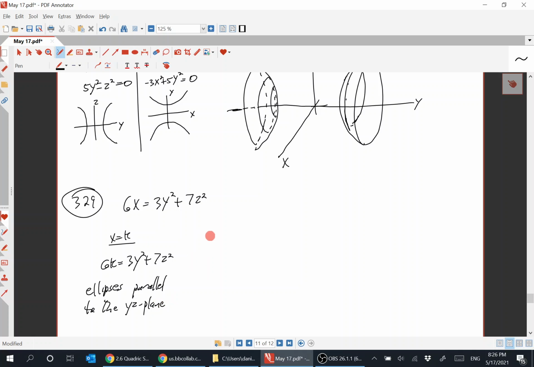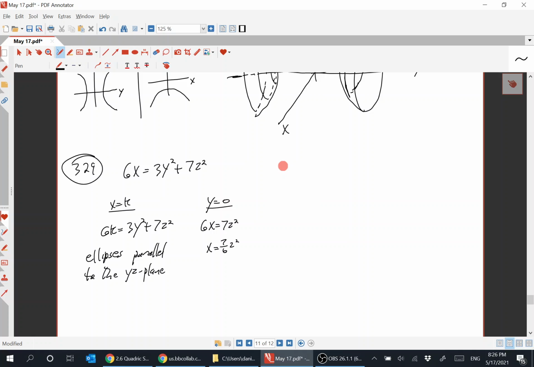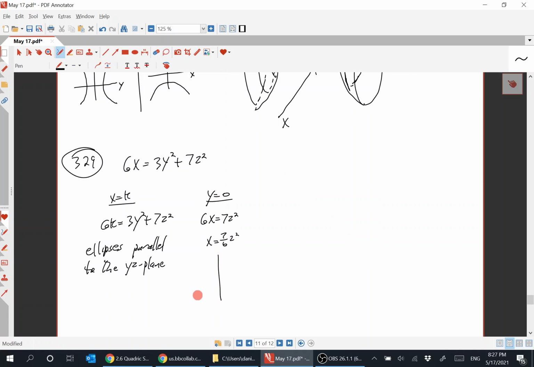And then let's just look at, let's make z equal to 0, y equal to 0. Well, let's make them both equal to 0. So if we let y equal to 0, we have 6x is 7z squared, right? Or x is equal to 7/6 z squared. And what's that? That's just a parabola. Right? So in the xz plane, I've just got this parabola.